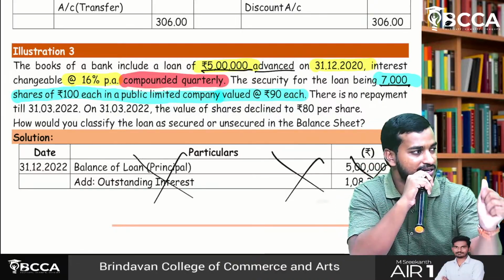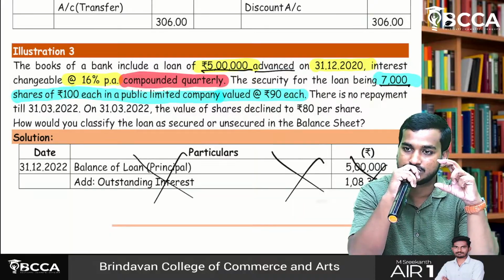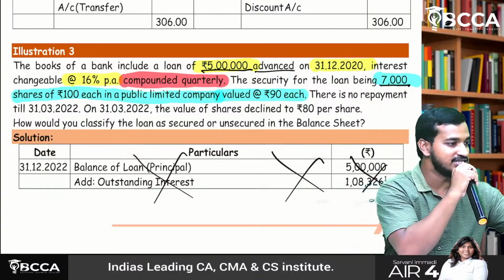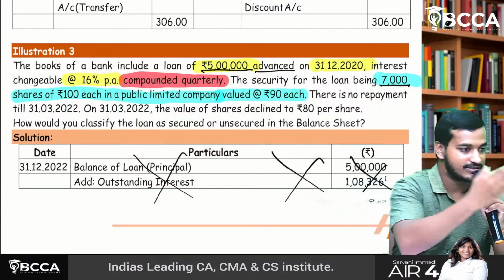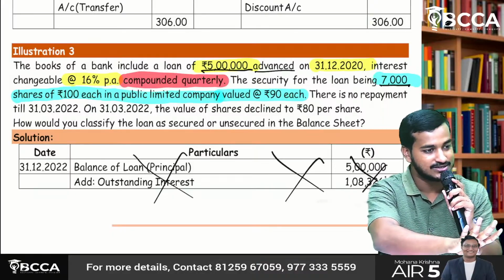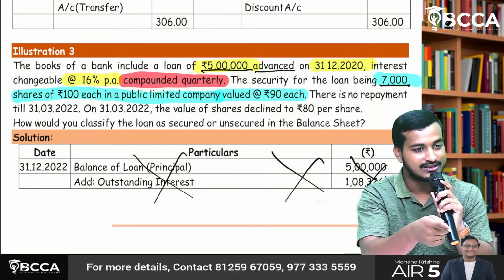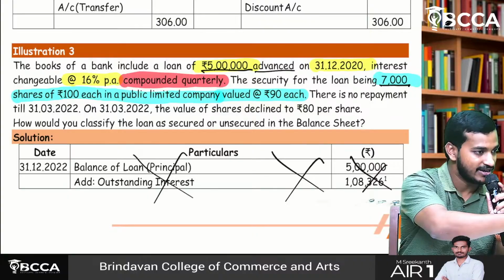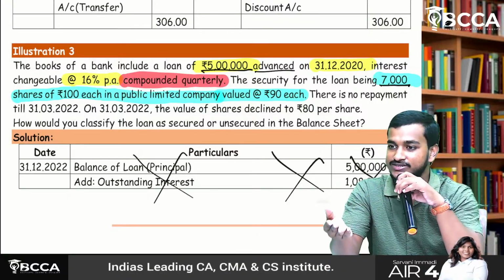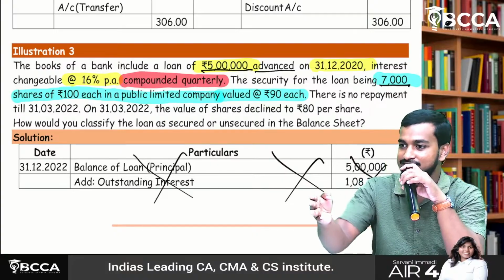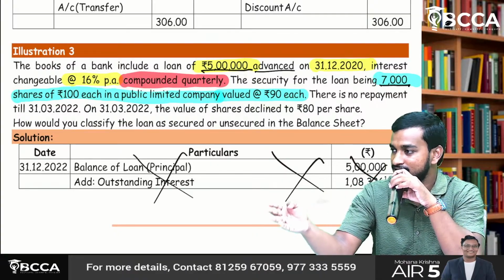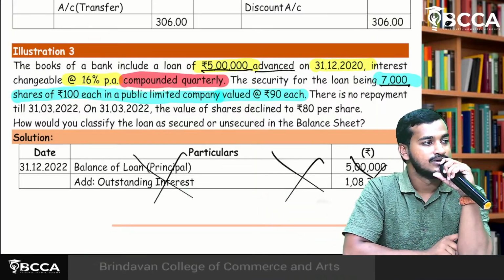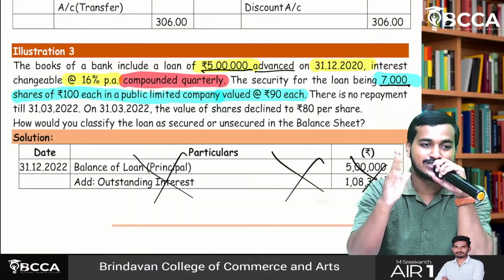First of all, do you know what a quarter is? Quarter means how many months? 3 months. Quarter means 3 months only.